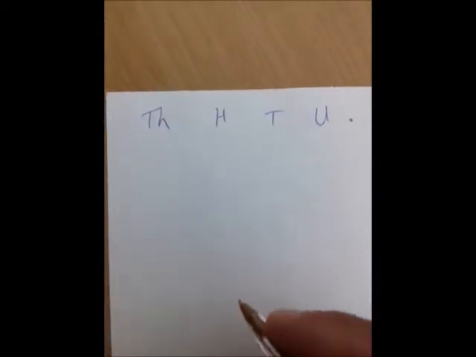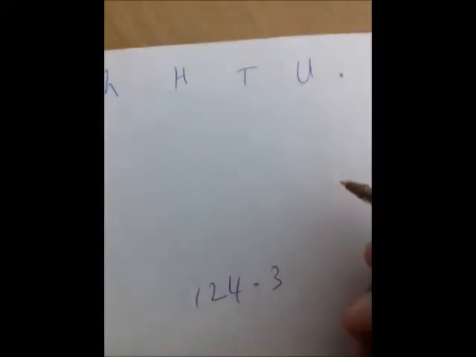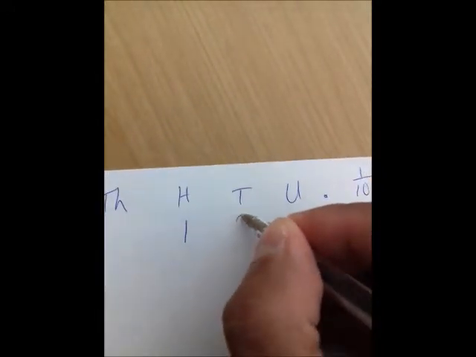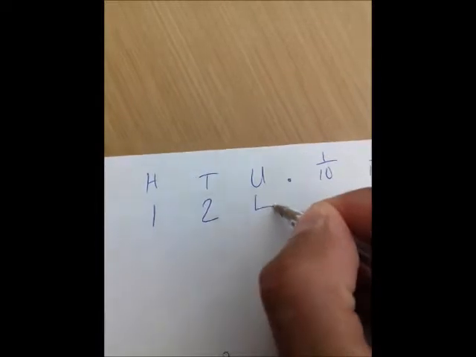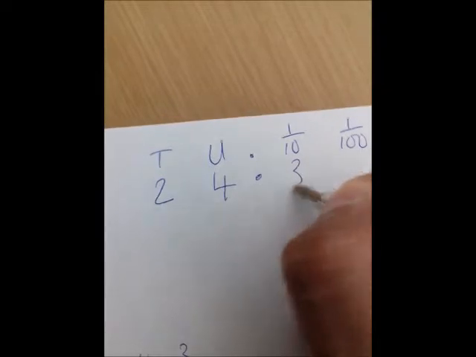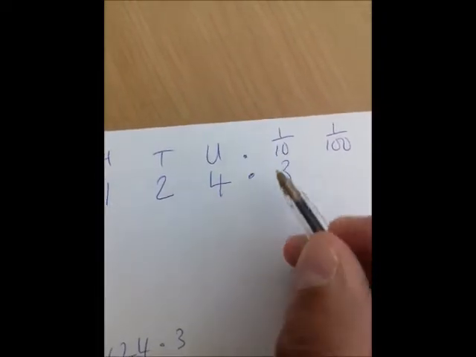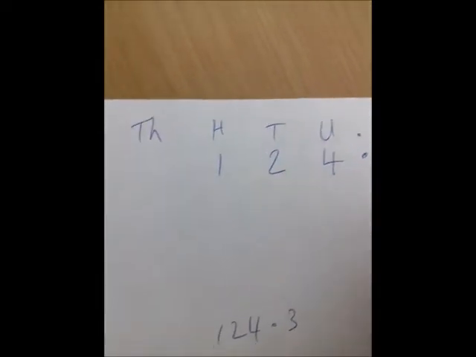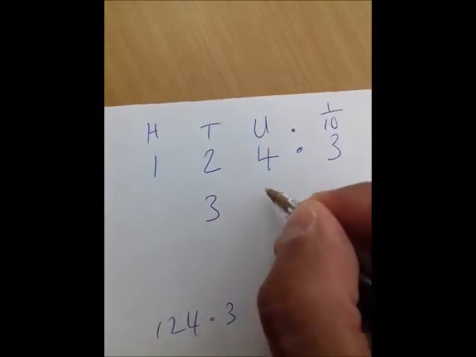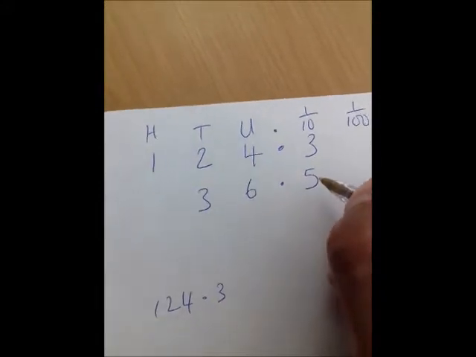Okay, so if I have the number 124.3, the 100 would go in the hundreds column, the 2 would go in the tens column, 120, the 4 would go in the units column, or the whole column, the decimal point goes there, and then the 3 goes there. So we've got 100, 2 tens, 4 units, and 3 tenths. Okay, if I have 36.5, the 3 would go in the tens column, 6 would go in the units column, 36, and the 0.5 would go there.